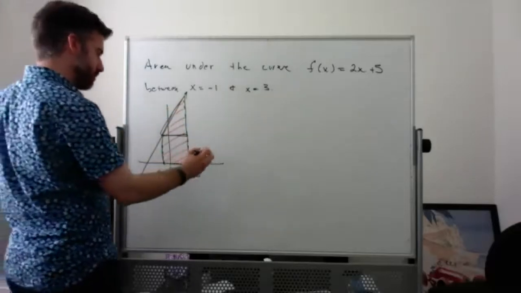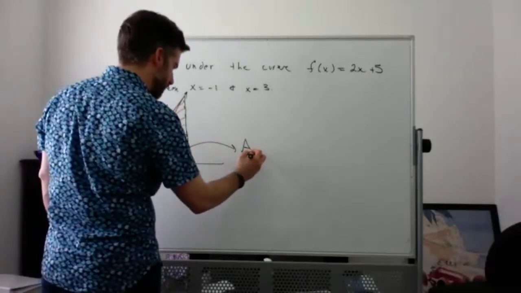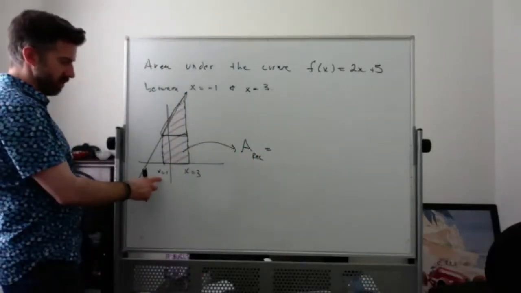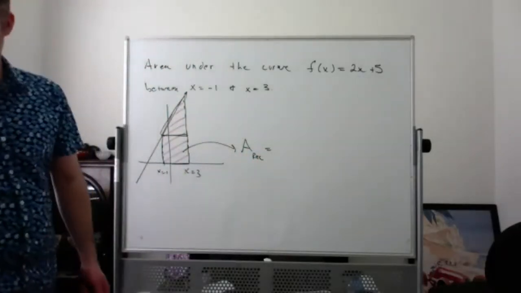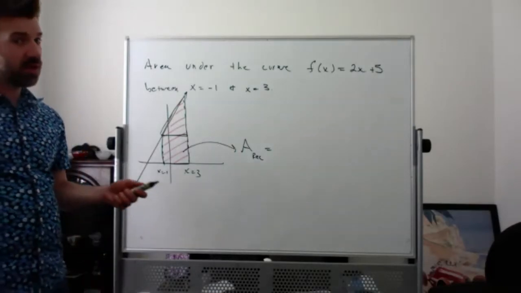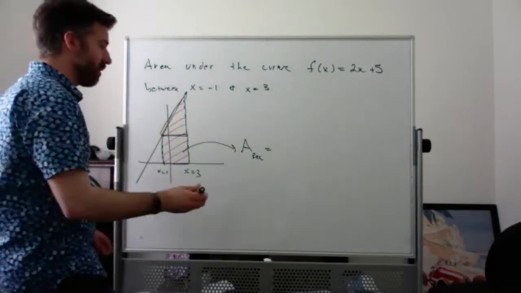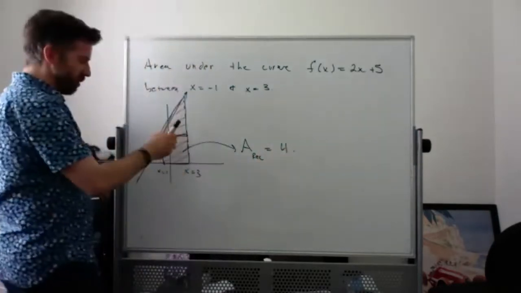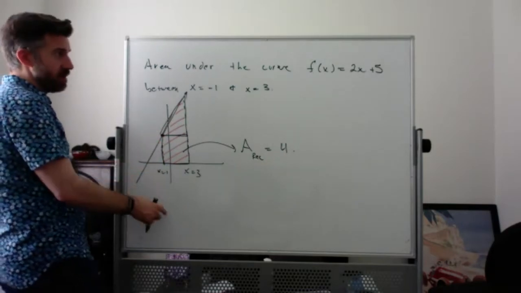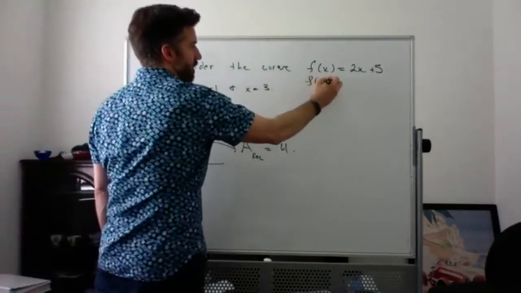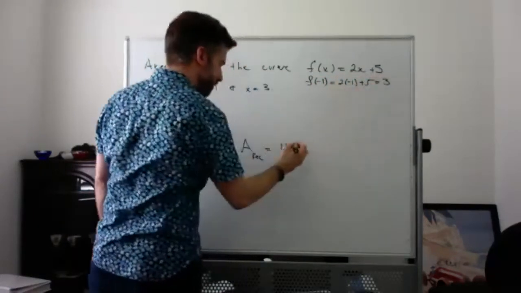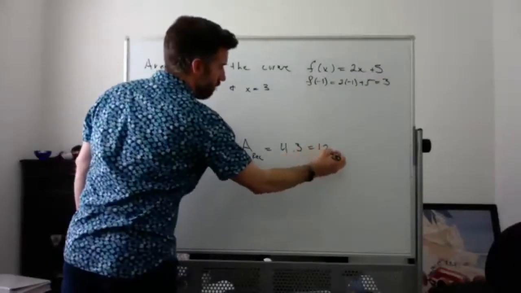So for the area of the rectangle, what's the base of the rectangle? Well, how far is it from -1 to 3? Yeah, it's definitely 4. And then what's the height of the rectangle? Well, the height is exactly whatever the height of the function is right here when x equals -1. So I plug in -1, f of -1 is 2 times -1 plus 5, which is 3. So the area of the rectangle is 12.